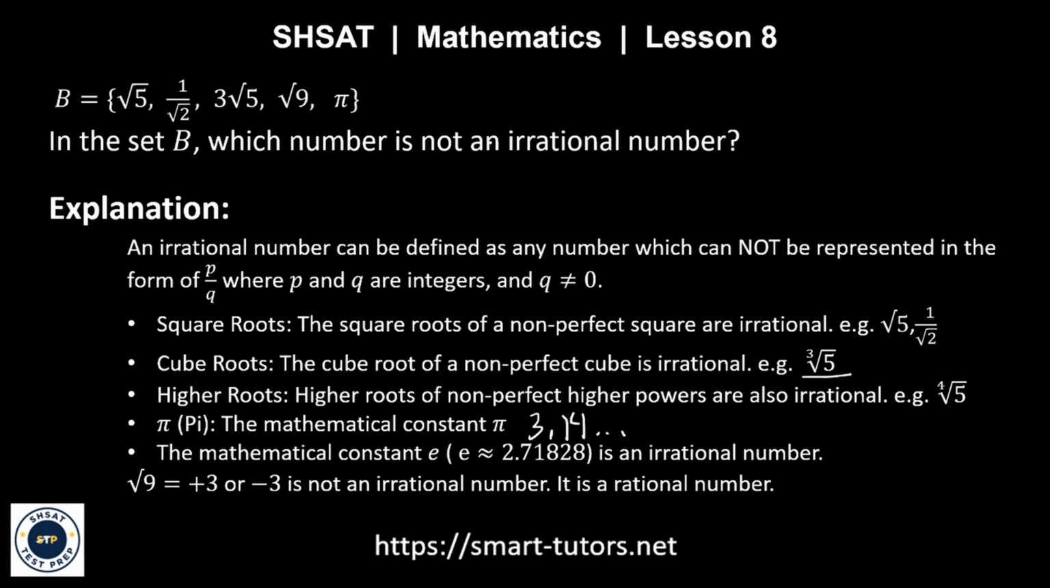So in this set, which is not an irrational number? Radical 5 is an irrational number. This is the irrational number. This is also an irrational number. The only one that isn't is radical 9, because 9 is a perfect square number, and it would come out as a whole number 3. And pi is, of course, also an irrational number. So radical 9 is our answer.